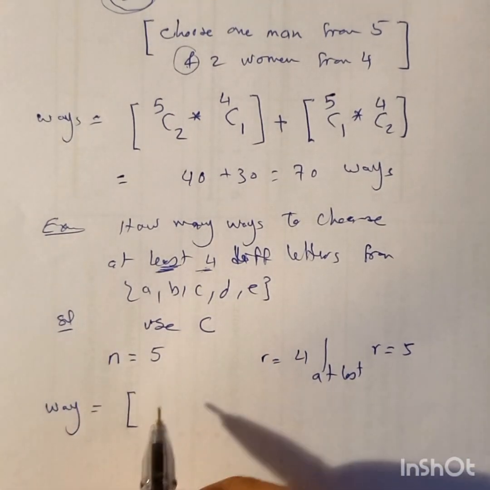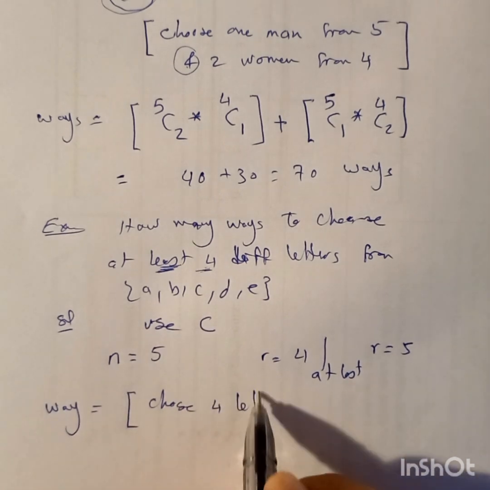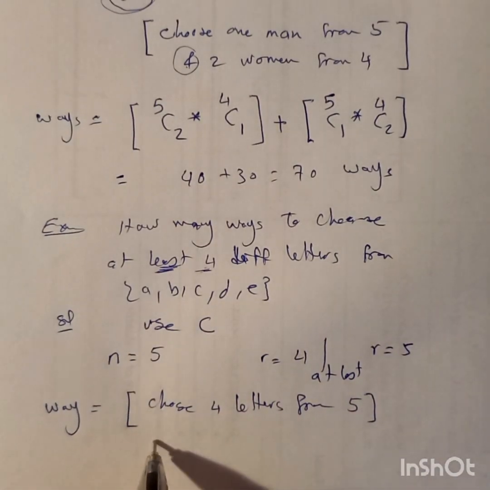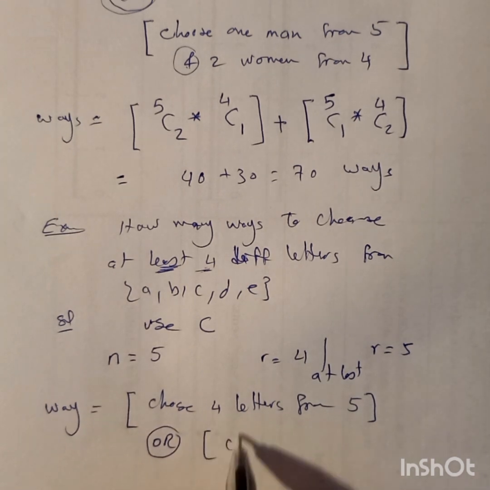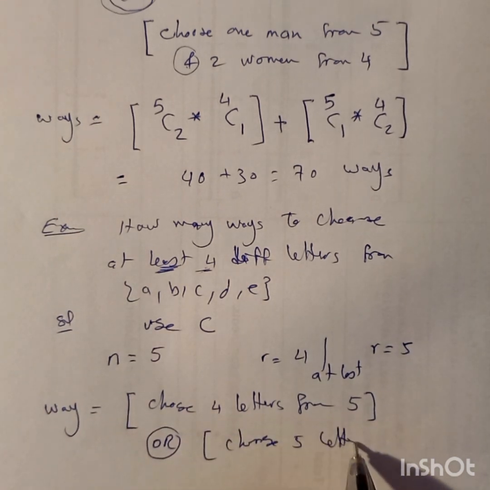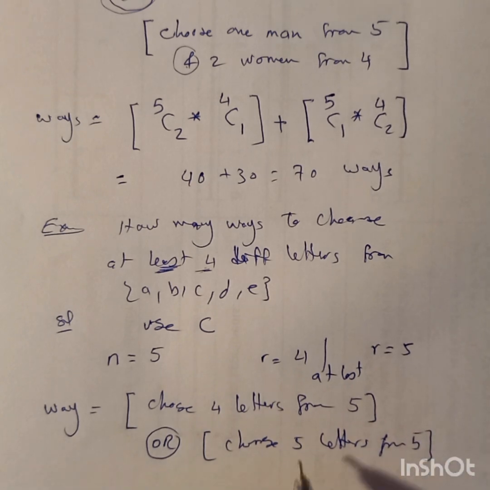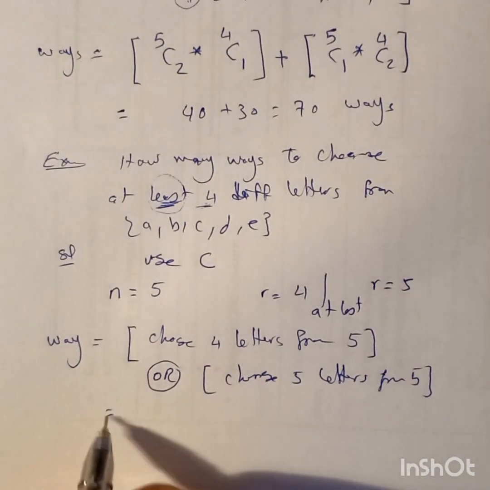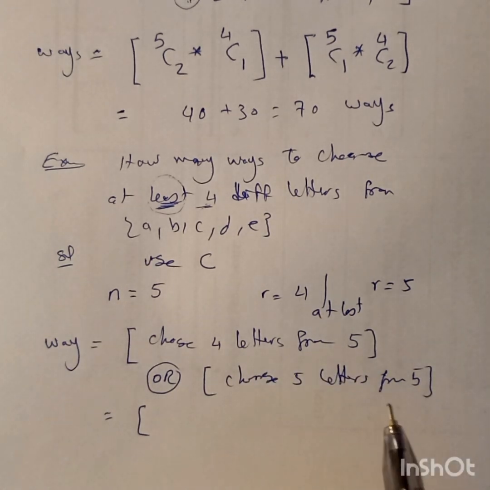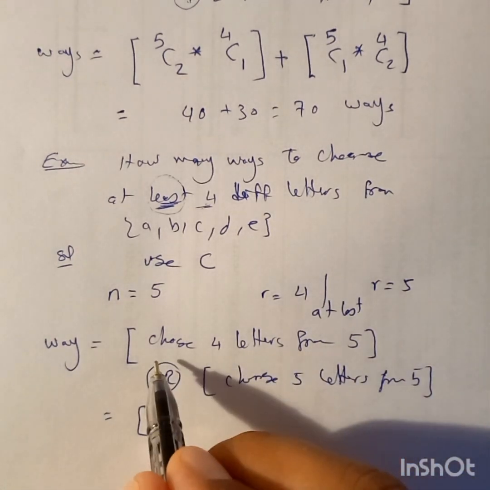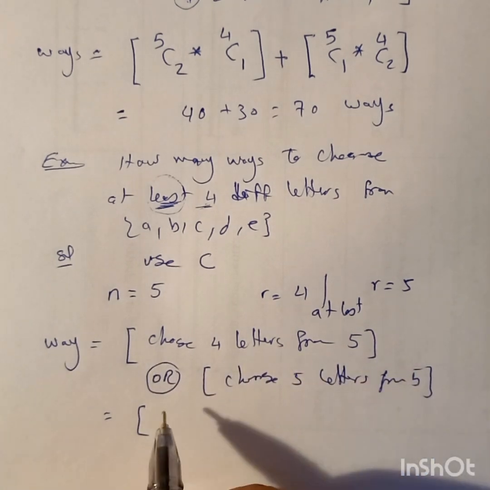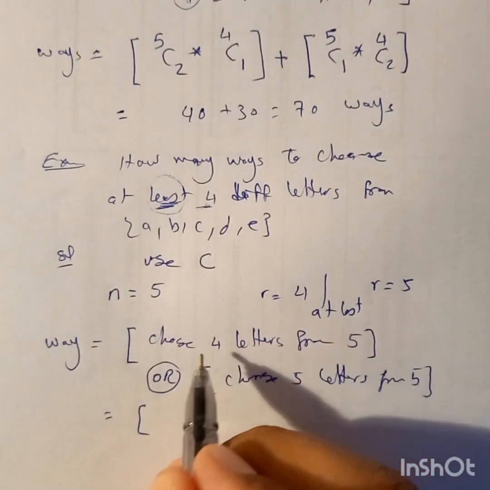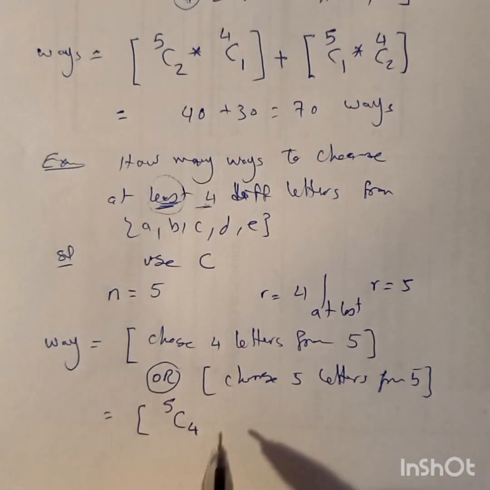we can select or choose 4 letters from the 5 given letters A, B, C, D, E, or choose 5 letters from the 5 given letters, as it's required to choose at least 4. Then we have 2 options. We can express the number of ways in algebraic notation. Choose 4 letters from 5, and we don't have arrangement or ordering, then we are going to use combinations. Then we have n equals 5 and r equals 4, then we have 5c4. This is the first bracket.